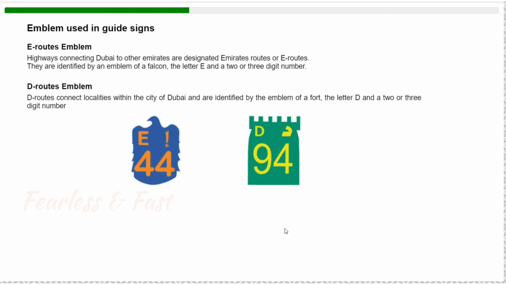D routes emblem. D routes connect localities within the city of Dubai and are identified by the emblem of a fort, the letter D and a 2 or 3-digit number.